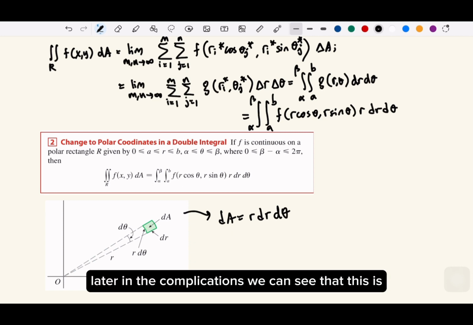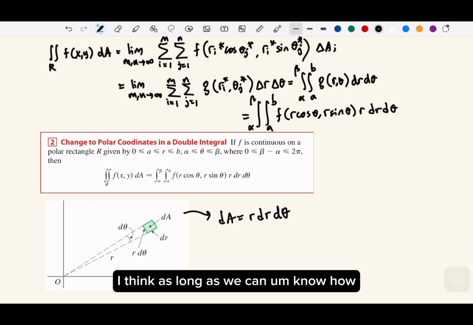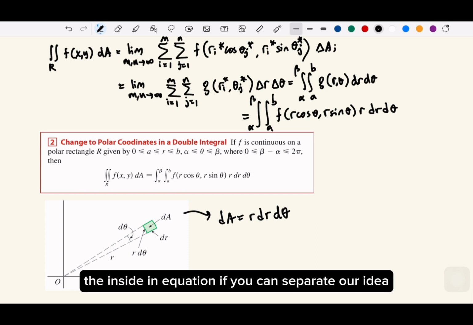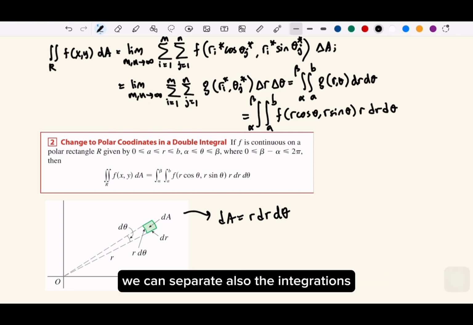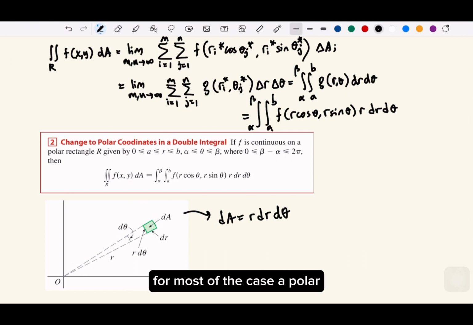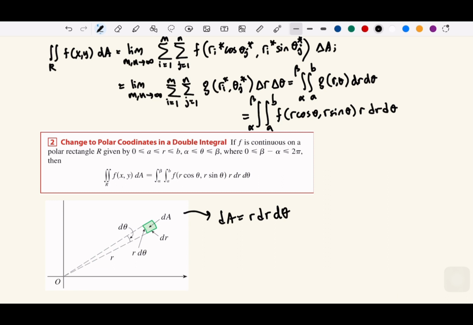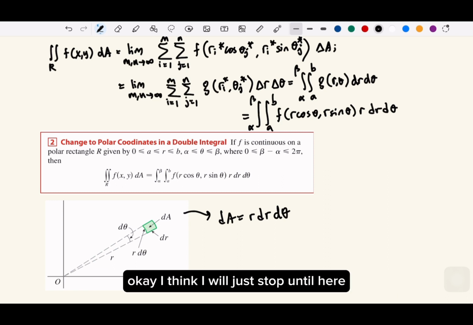Later, if in the computations we can see that this is constant, as long as we know the inside equation, if we can separate r and theta, we can also separate the integrations, or even switch the integrals. But for most cases in polar, later we may be unable to do that for some cases. Okay, I think I will just stop here.